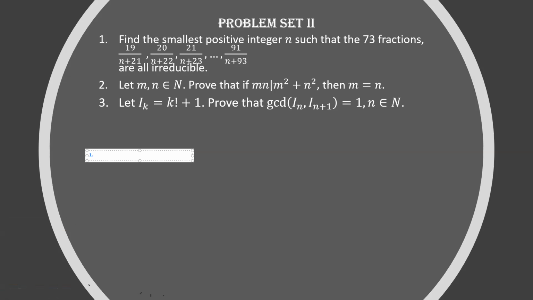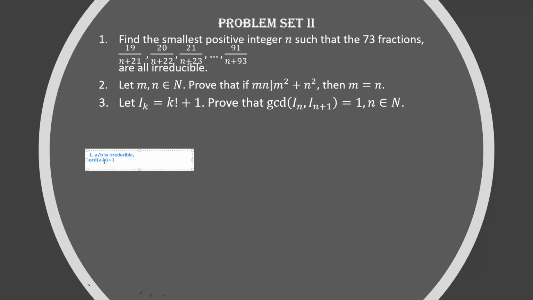Okay, so when we are to say that 19 by n plus 21, all these fractions are irreducible, we are to prove that GCD of the, so let me write it briefly. When we are to say that a by b is irreducible, it means that we have to show that the greatest common divisor of a and b is 1. So this is what we have to show. Okay. So we will show this now.